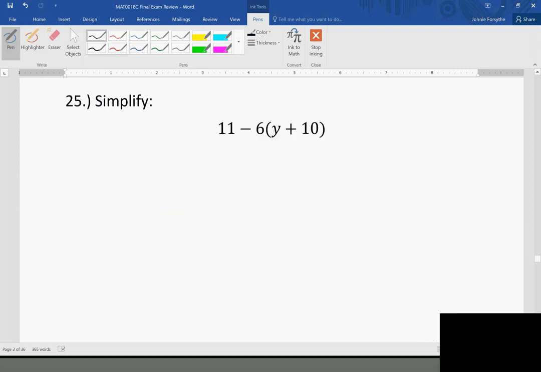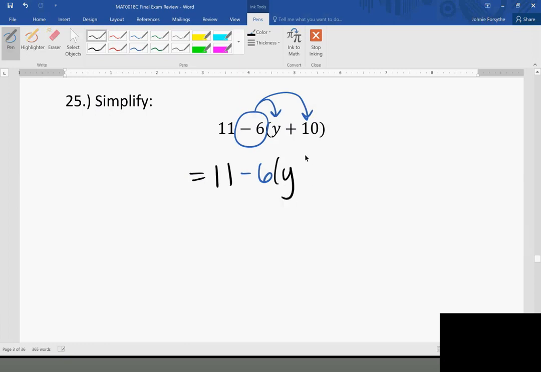Okay, 25. Simplify. 11 minus 6 times y plus 10. So we want to simplify this by first taking this negative 6 and distributing it inside this parentheses, because in the parentheses y plus 10, we can't simplify that. So I'm going to bring down that 11 and then negative 6. Let me just write it all out.